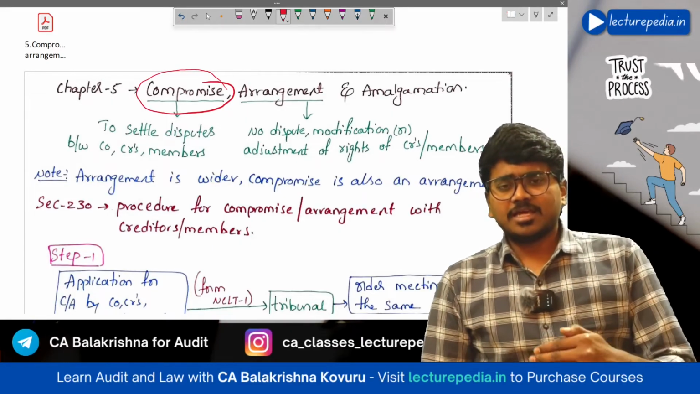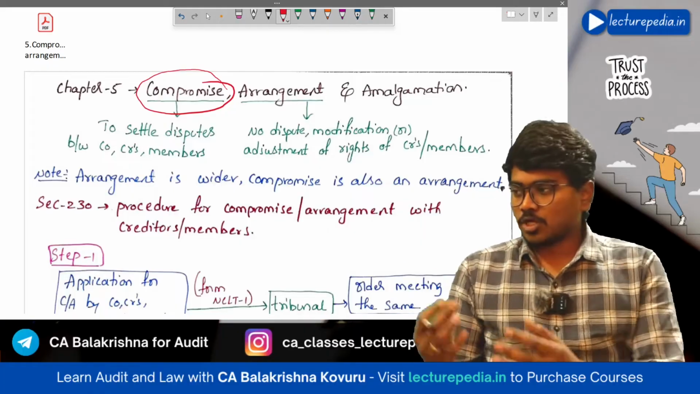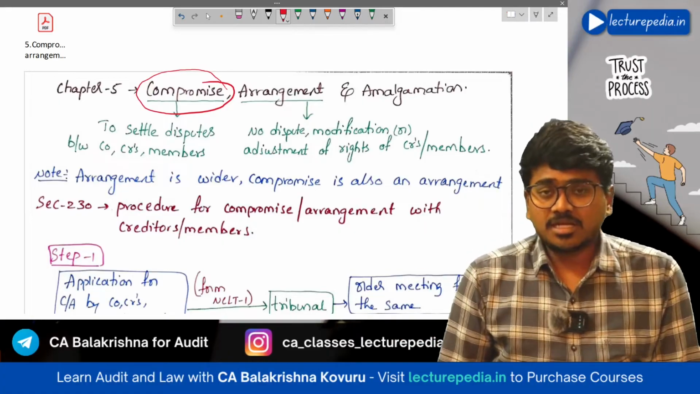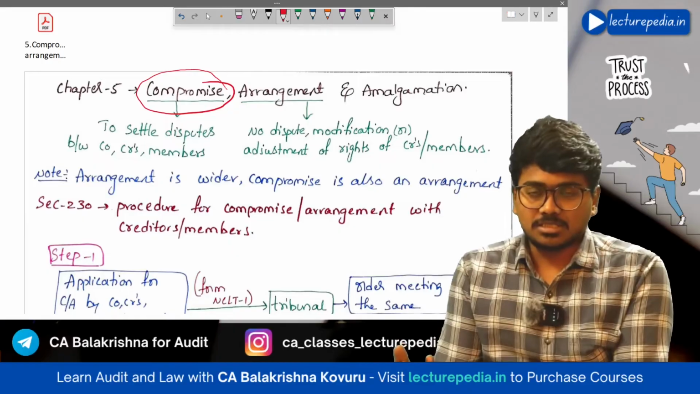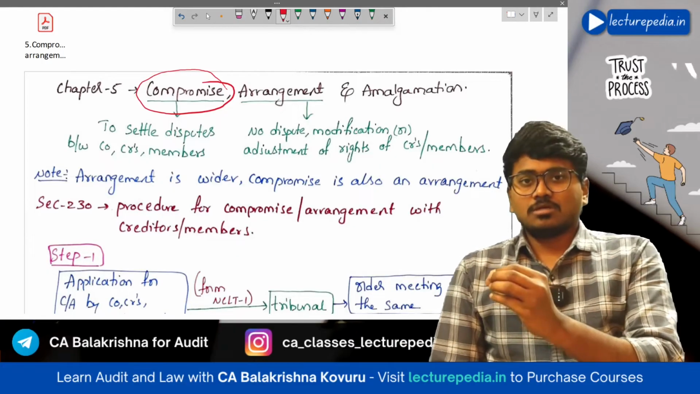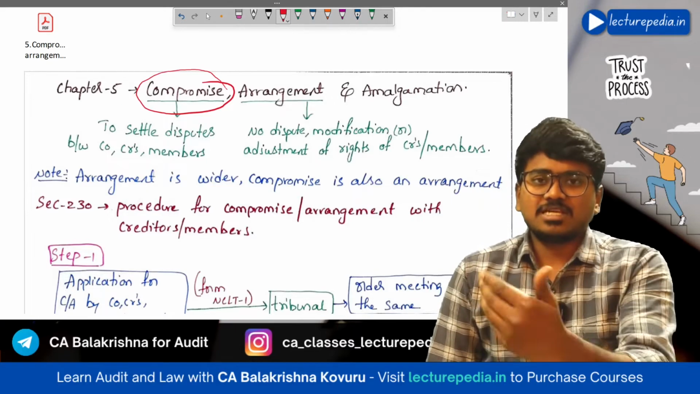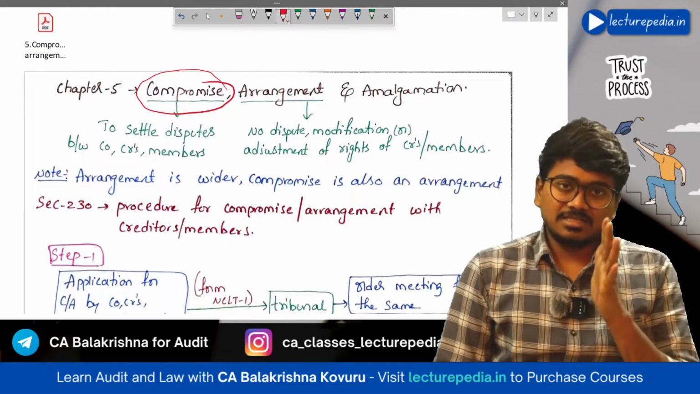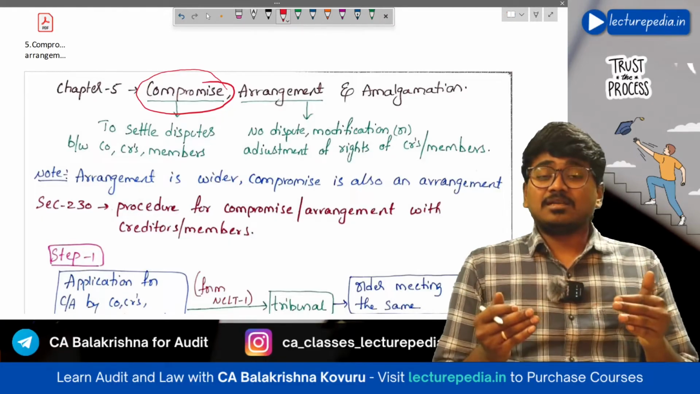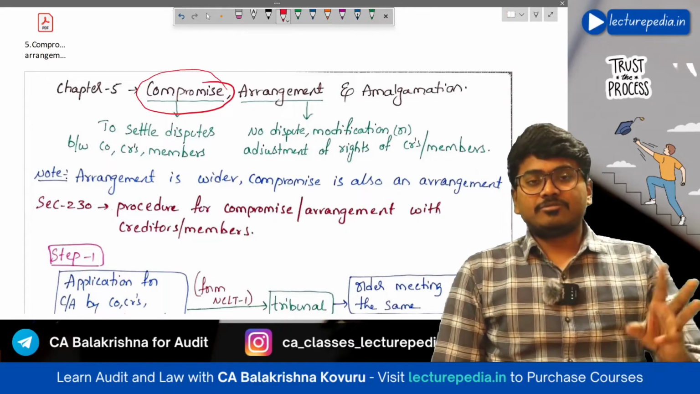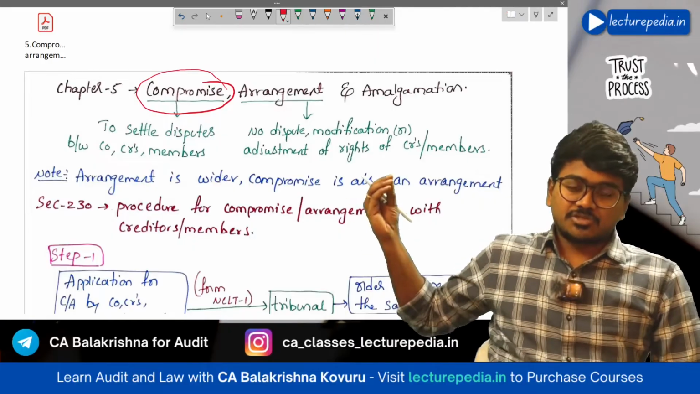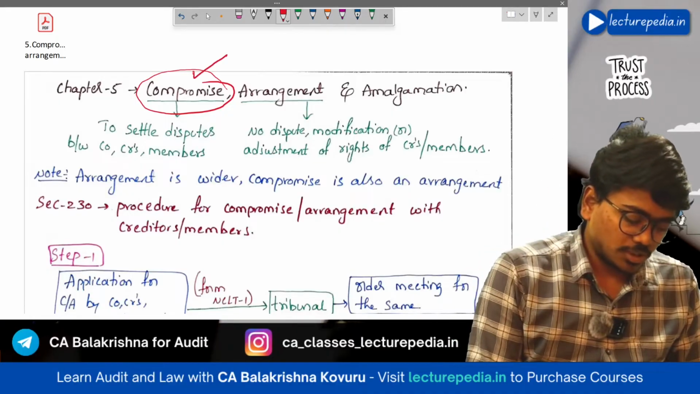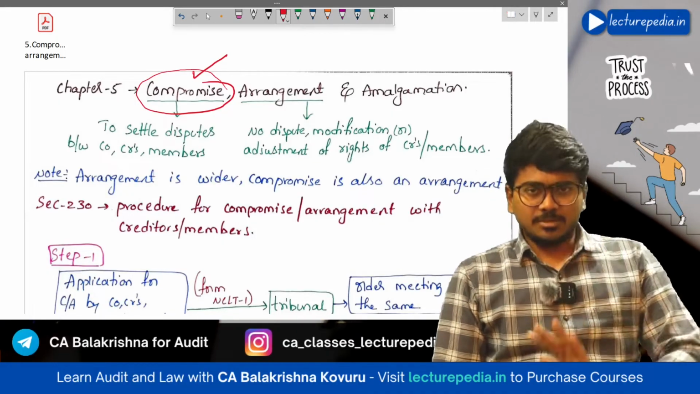Now, when will a compromise be entered? Let's say there are two parties. If there is a dispute between these two parties, then they might come to a compromise on that dispute, right? So compromise will occur when there is a dispute. The same thing is applicable in the Companies Act also. But here the compromise will be between three parties. This chapter deals with compromise among three parties.